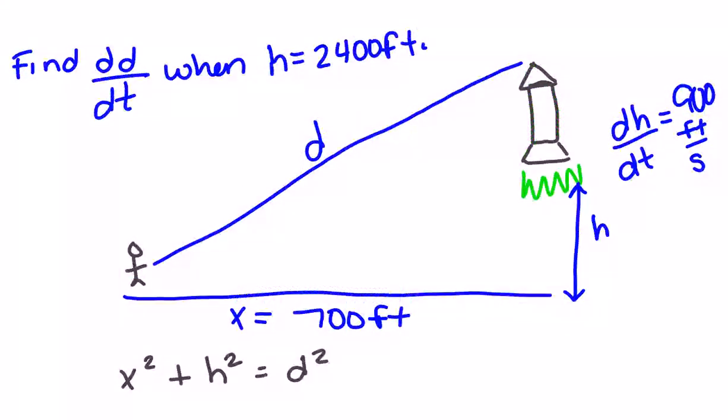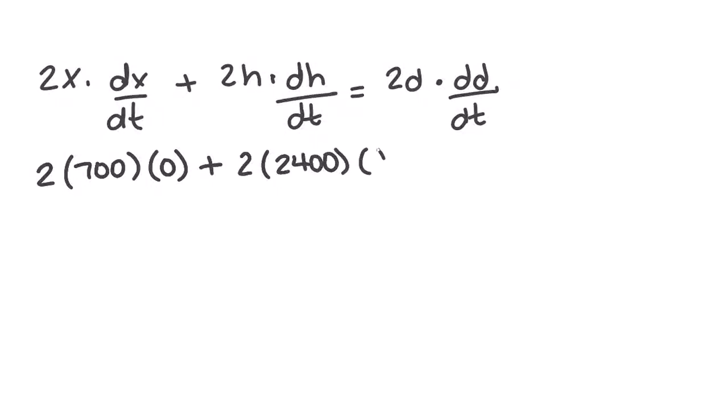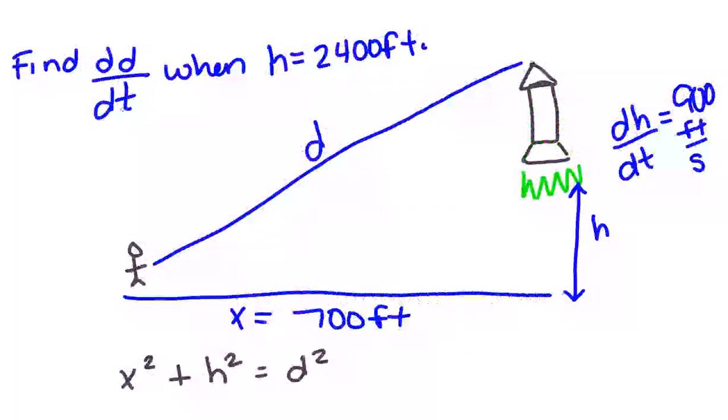Let's see what we know. We know that dh over dt is 900. We know that at this point in time, h is 2,400. We know that x is always 700. So we have 2 times 700 times, well, since x is always 700, dx over dt is 0, plus 2 times 2,400 times 900, not plus, that equals. Now this says 2d times dd over dt. dd over dt is what we're trying to find.